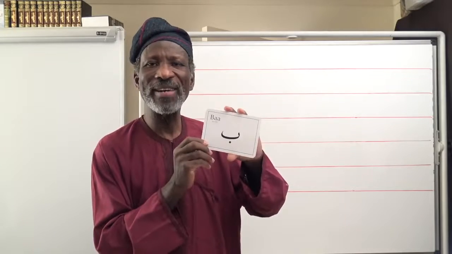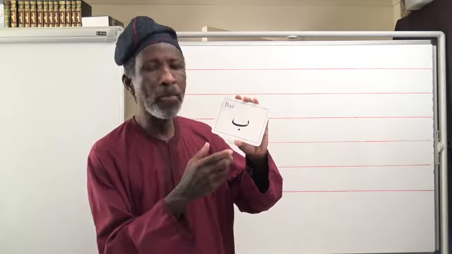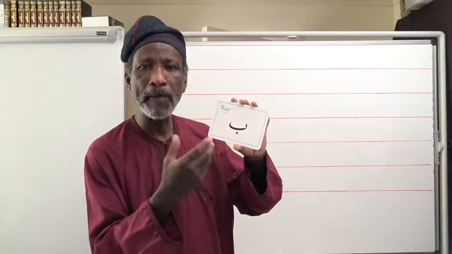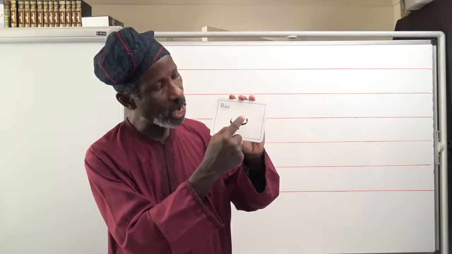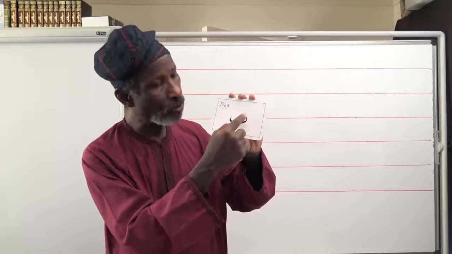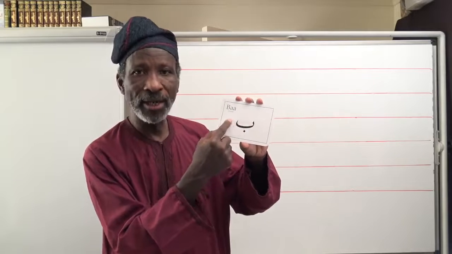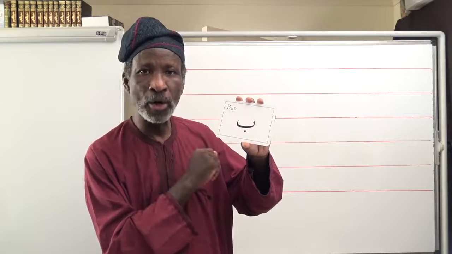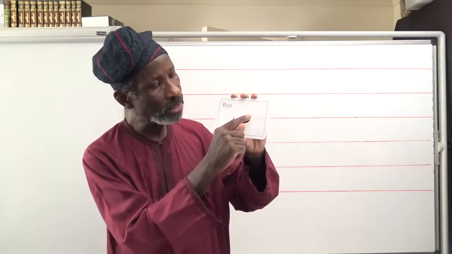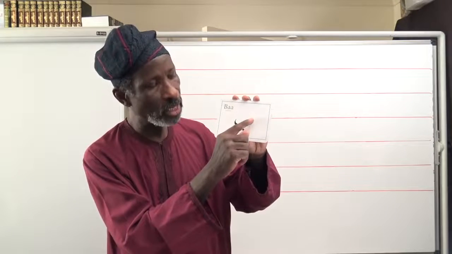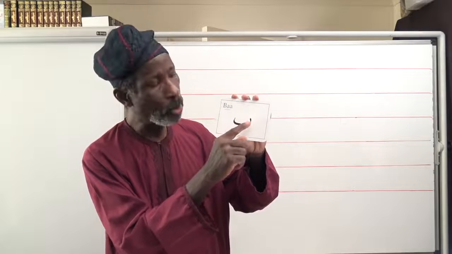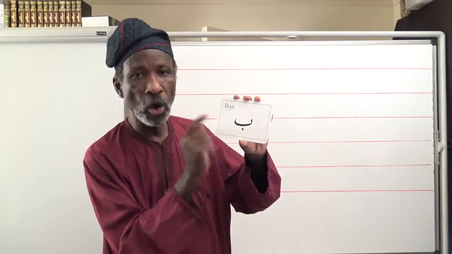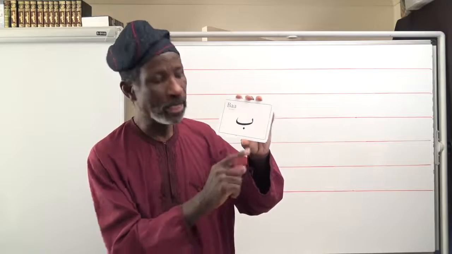Now the next is Ba. Ba is also very simple to pronounce. Ba, simple B. And the shape, obviously you're writing from right to left. Later on I shall write on the board for you how to form your letters. Now this is Ba. You see a boat shape, and it has one dot below. That's a Ba.